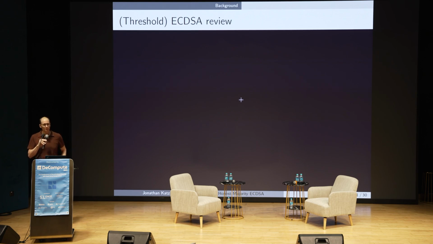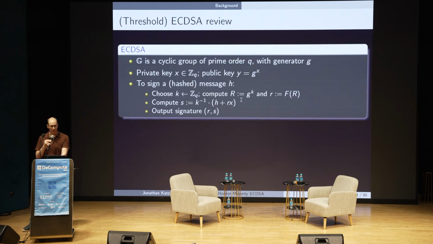Before I get into the next part of the protocol, the batch pre-signature generation, I'll briefly review ECDSA, mainly just to set up the notation I'm going to use. So we have a cyclic group of prime order Q with some fixed generator G. Any particular private key is going to be a random element in Z_Q, and the corresponding public key will be Y equals G to the X.